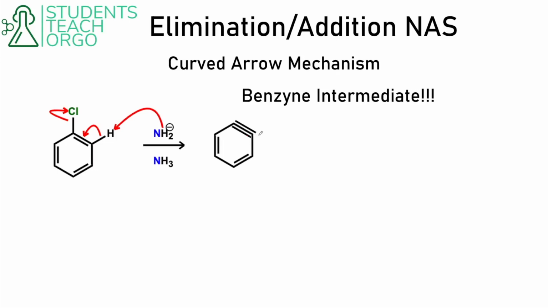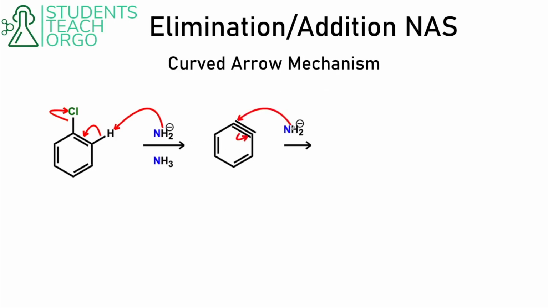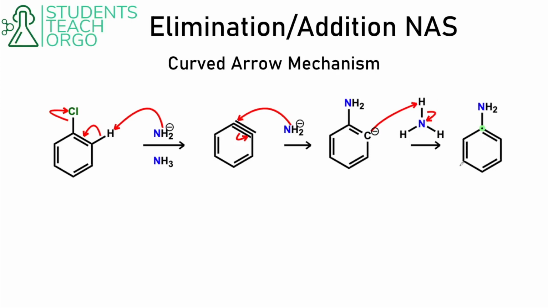But once we get to here, this incredibly reactive intermediate is going to want to react with something else in solution. So we have another N- come in. This N- is still very nucleophilic. It can attack one of these carbons, put that negative charge on the carbon, and that carbon's immediately going to reach out, grab a hydrogen from some of the ammonia that it's floating around in, and you will make the substitution product.